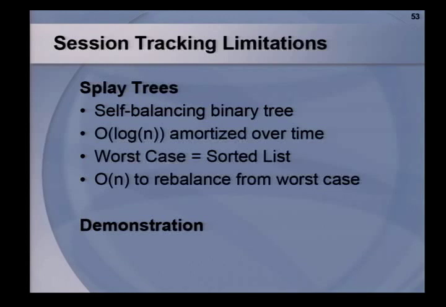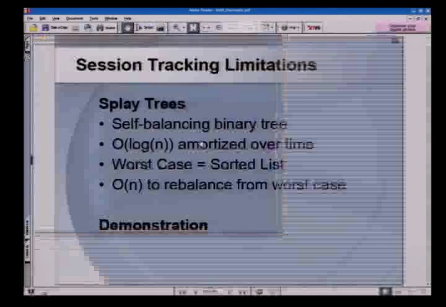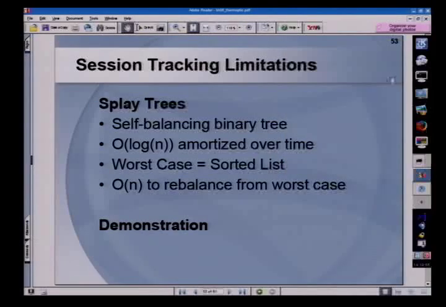What happens in a splay tree is the most frequently used nodes are bubbled up to the top of the tree. So the person on your network who's talking the most is going to be closest to the top of the tree, so it takes the least amount of time to search for them. Unfortunately, because it's amortized across time, you could force the worst case scenario, which is O(n) to rebalance. So we have a nice demo of attacking a splay tree.